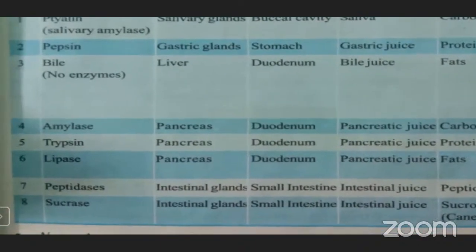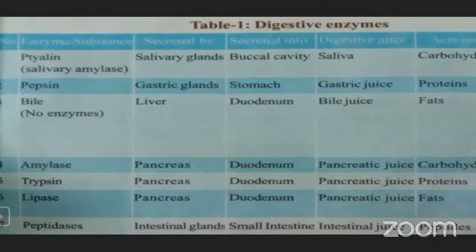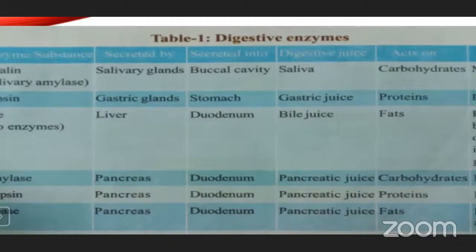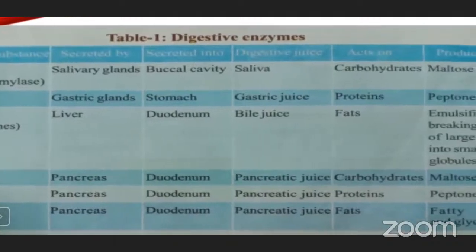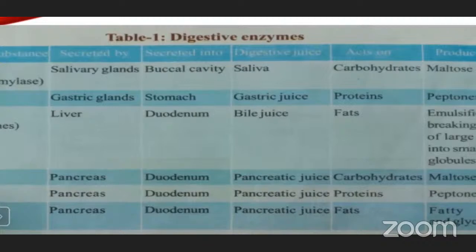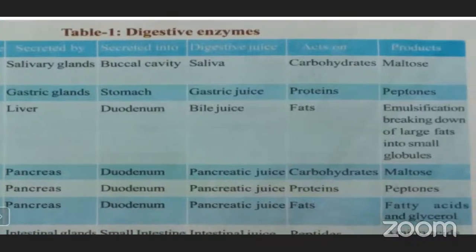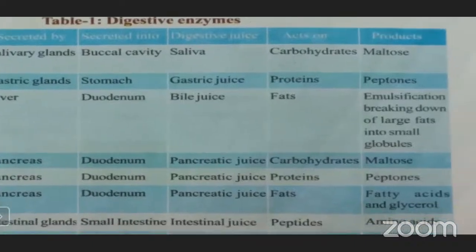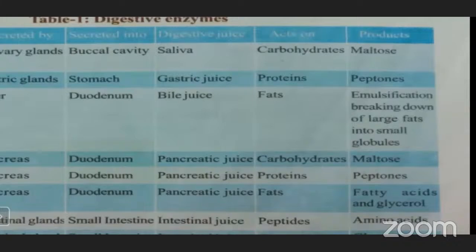Third one is bile, and there are no enzymes in bile. It is secreted by the liver, secreted into the duodenum, digestive juice, bile juice, and acts on fats. The product is emulsification, the breaking down of large fats into small globules. Yes, this point is very important, dear students.